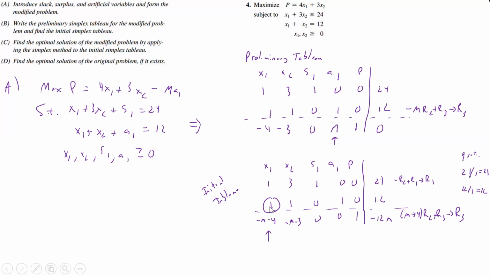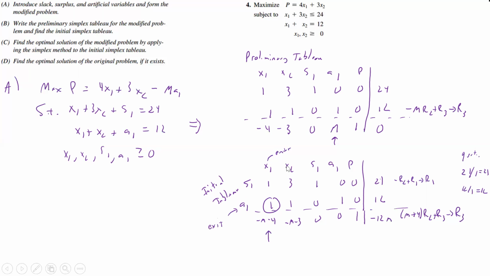Okay, so let's move to the next page. Oh, and we probably should write our variables here. So this is S1 and this is A1. And this is going to be our enter and this one is going to be our exit. So we better get all the information here that we need.